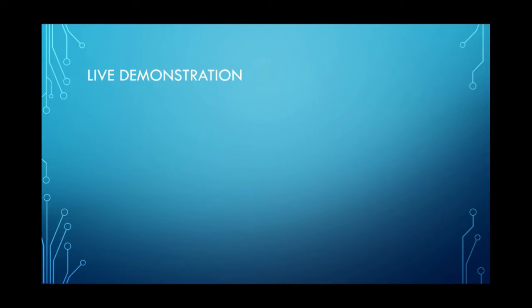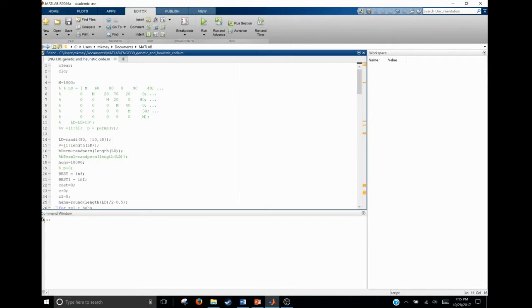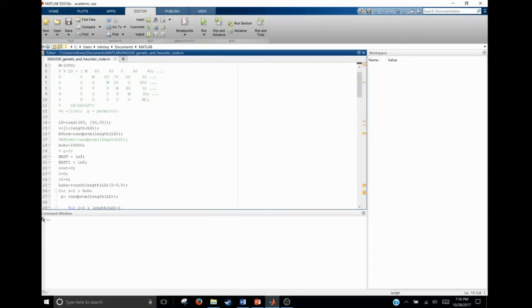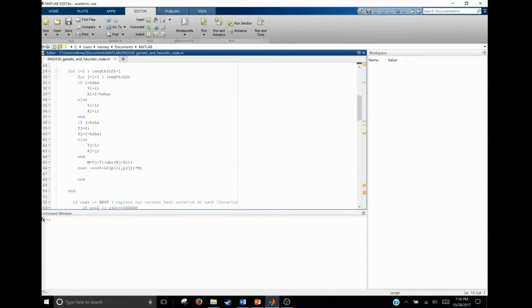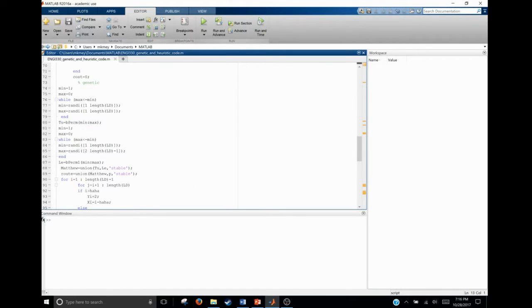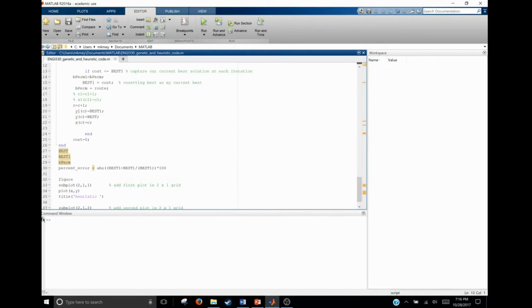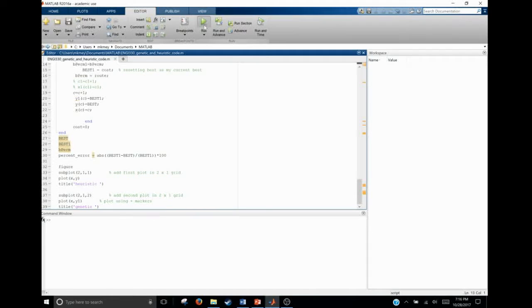Now let's look at a live demonstration of our algorithm. Here is the code for our genetic algorithm and heuristic algorithm. It will create a random load distance matrix of 50 by 50, which means that our layout will have 50 cells. It then runs that load distance matrix through our heuristic algorithm and then through our genetic algorithm, and then compares the results. So let's run this code real fast. It takes a couple of seconds.